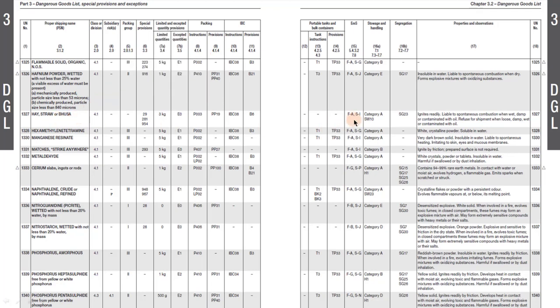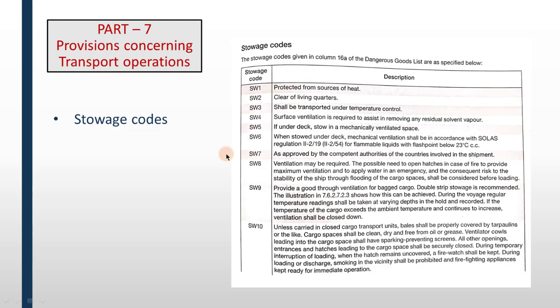So this substance lies in stowage category A, and additionally a stowage code is also given. This stowage code SW10, we will look in chapter 7.1. I have already taken out this extract from the IMDG code which contains stowage codes in chapter 7.1. We look for stowage code 10. So this is the additional stowage information for that substance.